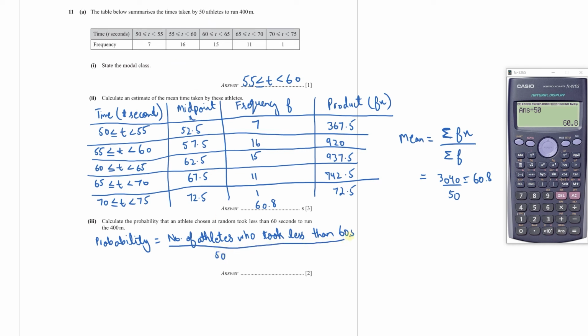So how many athletes took less than 60 seconds? That will be this plus this. So these two classes represent the athletes who took less than 60 seconds. These took between 50 and 55. These took greater than or equal to 55, but still less than 60. All these other classes, the athletes took more than 60 seconds. So you will have 16 plus 7 divided by 50, and 16 plus 7 will be 23 over 50.